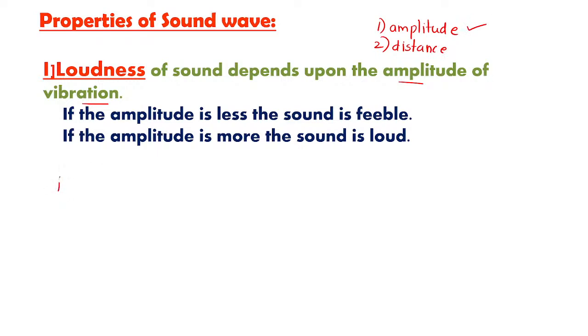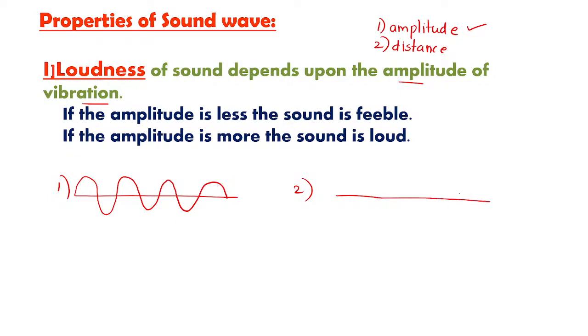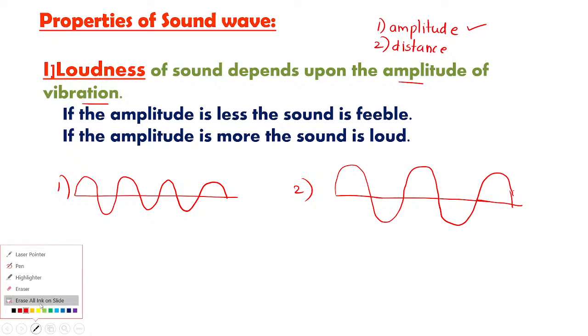Let me draw a wave pattern. Then you tell me the edge of this particular wave. And the diagram 2. In which diagram is the amplitude more? I have already explained what amplitude is in the previous slide. Which diagram is showing more amplitude, maximum distance? Diagram 1 or diagram 2? Yes, diagram 2 is having more distance.